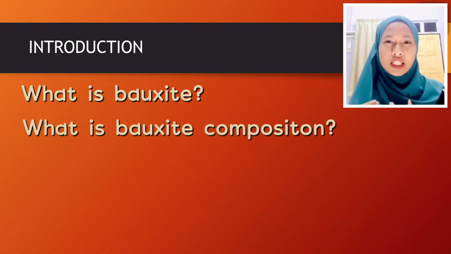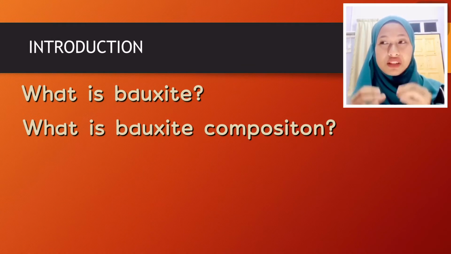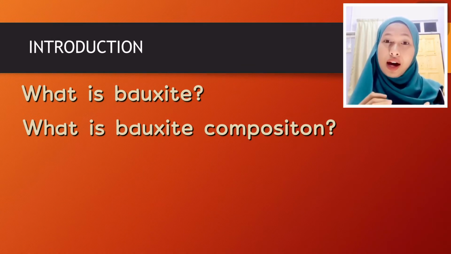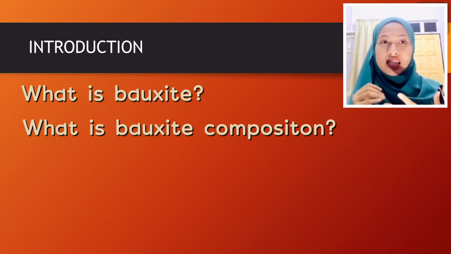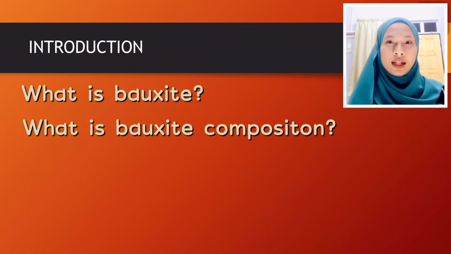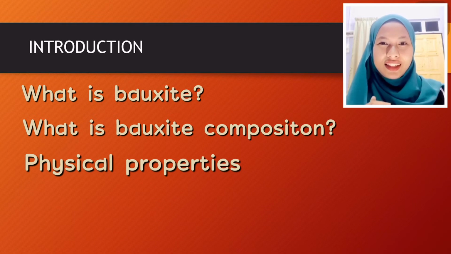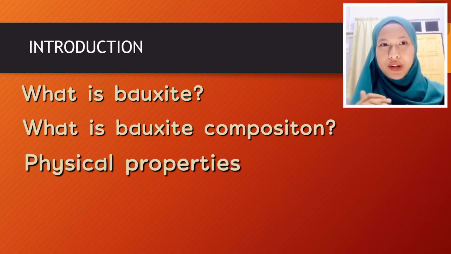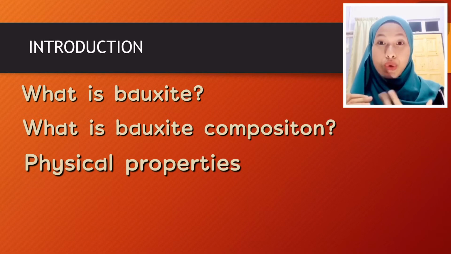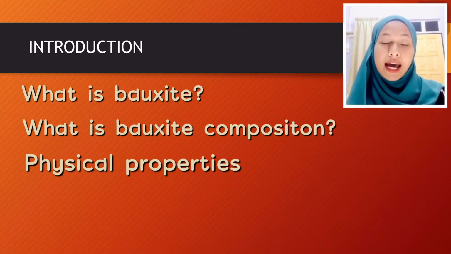Next, what is bauxite composition? For your information, bauxite does not have a specific composition. It is a mixture of hydrous clay minerals, aluminium hydroxide, aluminium oxide, and insoluble materials such as quartz, hematite, goethite, and magnetite. And not only that, it also has physical properties such as the color, which is white, gray, sometimes thin yellow, orange, or brown by iron or included iron minerals.